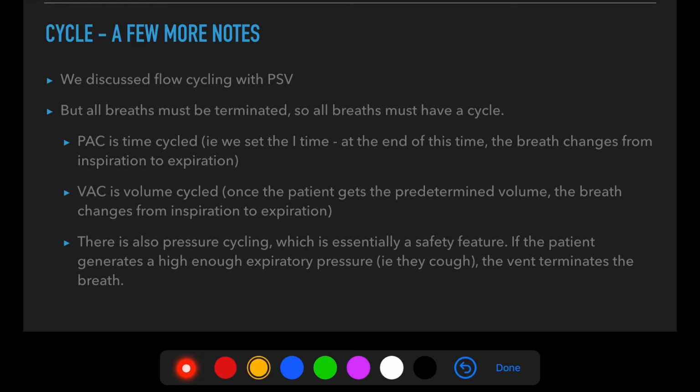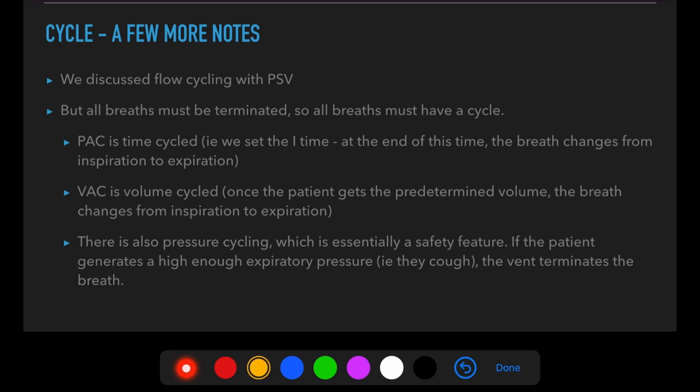So we just discussed flow cycling in pressure support ventilation, but all breaths must be terminated, so all breaths must have a cycle. Pressure assist control is time cycled, i.e., we set the I time. At the end of this time, the breath changes from inspiration to expiration. Volume assist control is volume cycled. Once the patient gets that predetermined volume we set for them, the breath changes from inspiration to expiration.